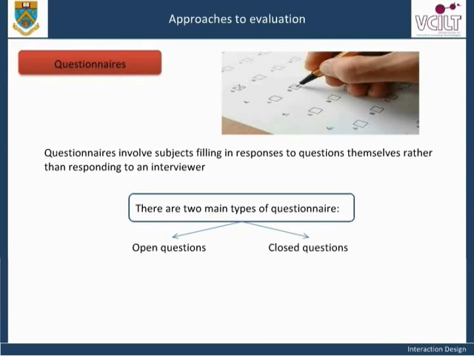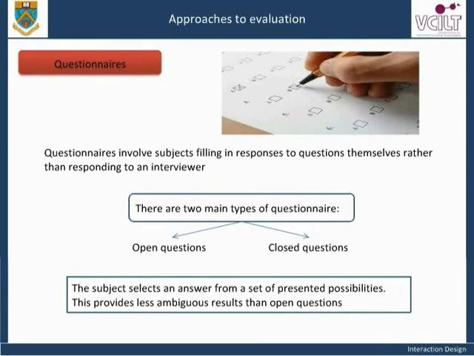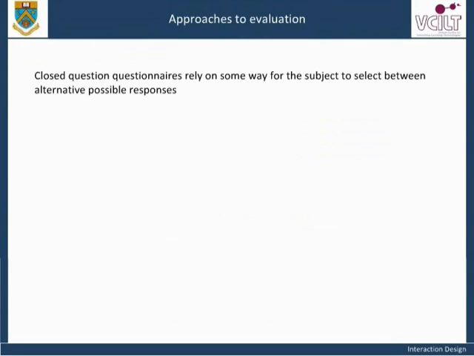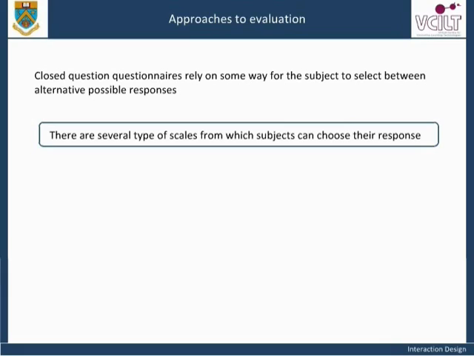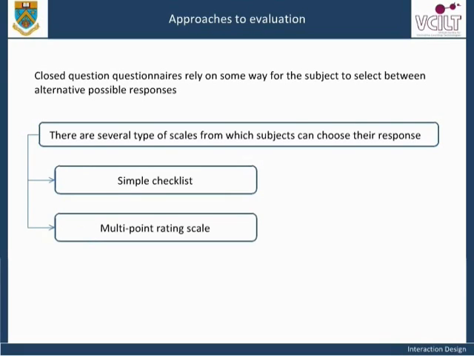A closed question is where the subject selects an answer from a set of presented possibilities. This provides less ambiguous results than open questions. Closed question questionnaires rely on some way for the subject to select between alternative possible responses. Priest 1995 identifies several kinds of scale from which subjects can choose their response, including simple checklist and multi-point rating scale. A number of points on a scale are provided which give a range of responses.